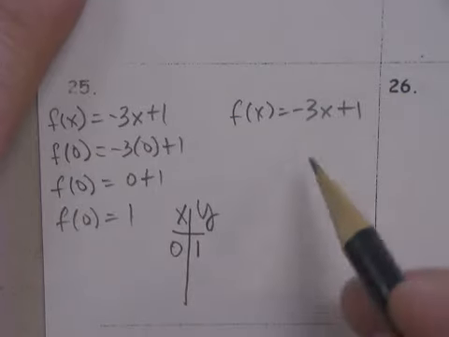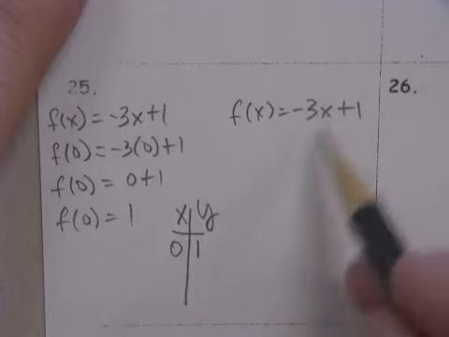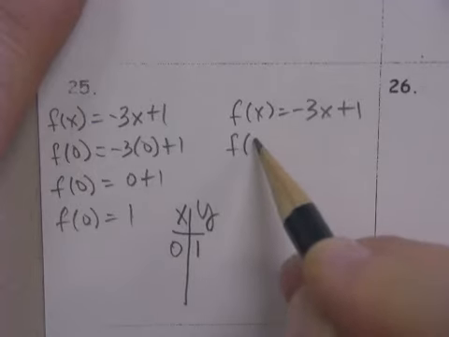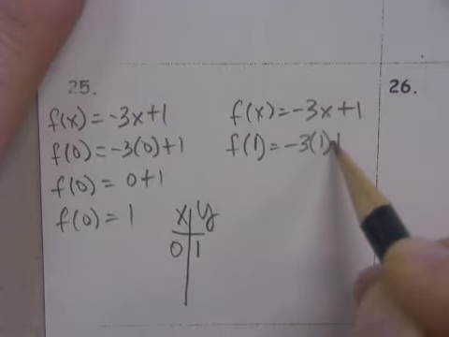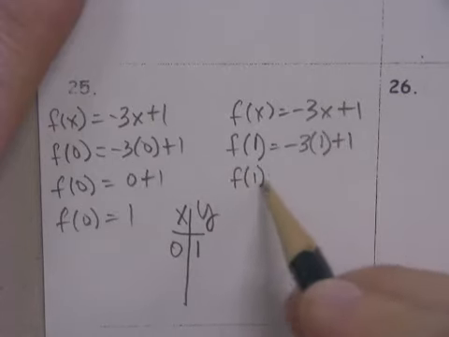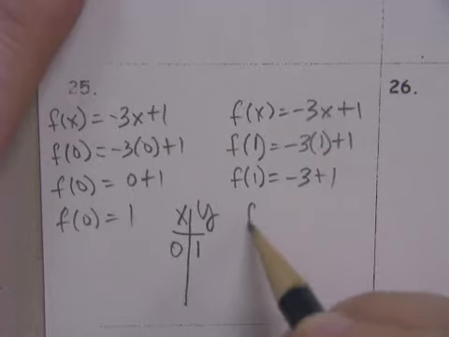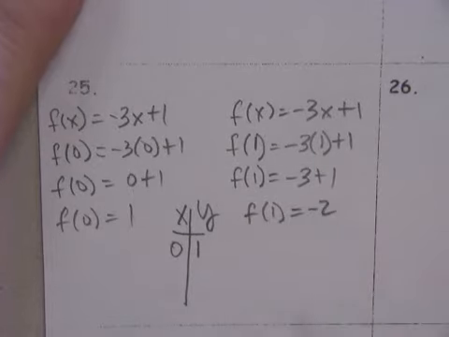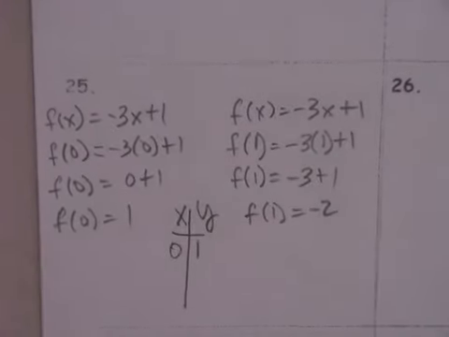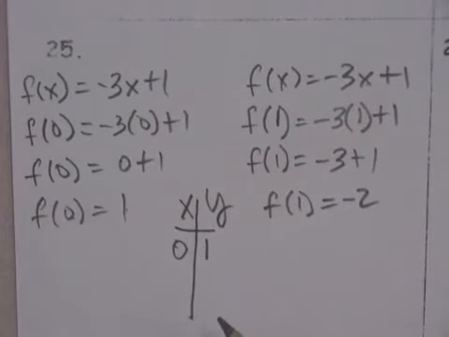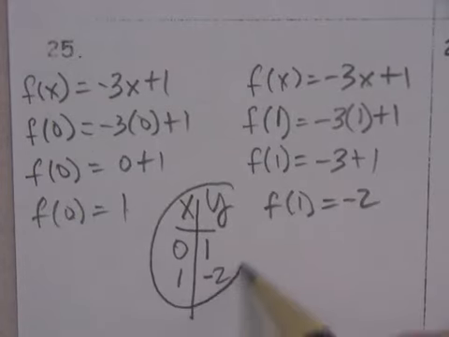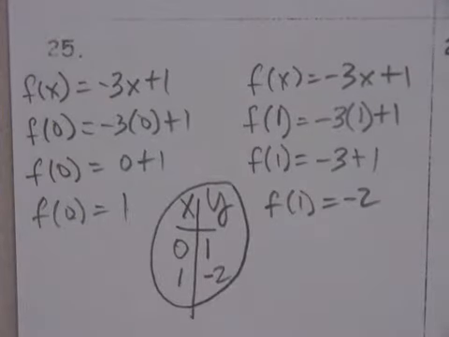All right, the next one, I'm just going to choose 1. There's no fraction on this one. The slope is not a fraction, so I'm just going to go ahead and choose an easy number like positive 1. And we got f of 1 equals negative 3 plus 1. And then if you simplify, negative 3 plus 1 is negative 2. And then what do we got? We got 1 and then negative 2. So there's number 25 right there.